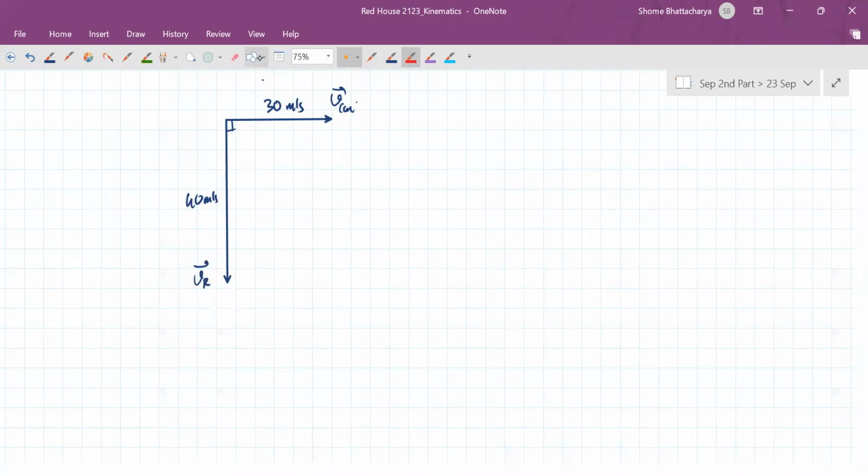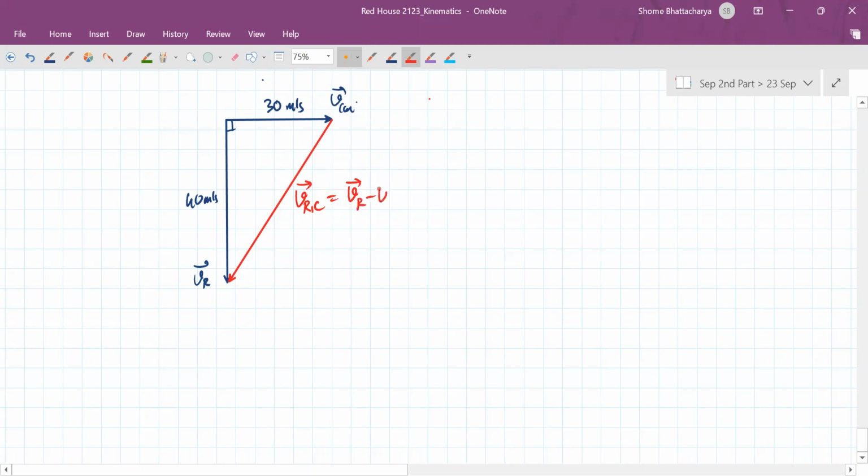So according to the formula, the relative velocity of the rain with respect to the car should be the vector difference of these two, which will be like this. So this is the velocity of the rain with respect to the car, which is the velocity of the rain minus the velocity of the car. You can see from this diagram that the magnitude of this velocity of the rain with respect to the car is becoming the hypotenuse.